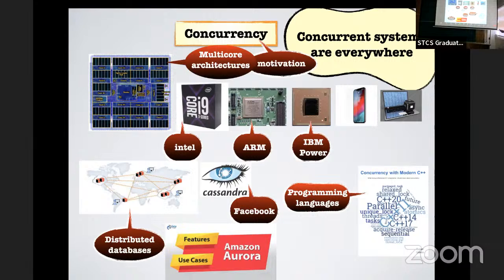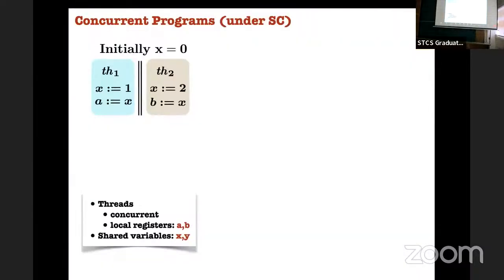But till we get there, we'll first see what concurrent programs look like, interpreted under the model which all of us know, which is sequential consistency. A concurrent program looks like this. SC means sequential consistency, the standard interpretation for concurrent programs. In this example I have two threads, th1 and th2. There is one shared variable called x, and A and B are local variables or local registers. I call this a process or a thread interchangeably.